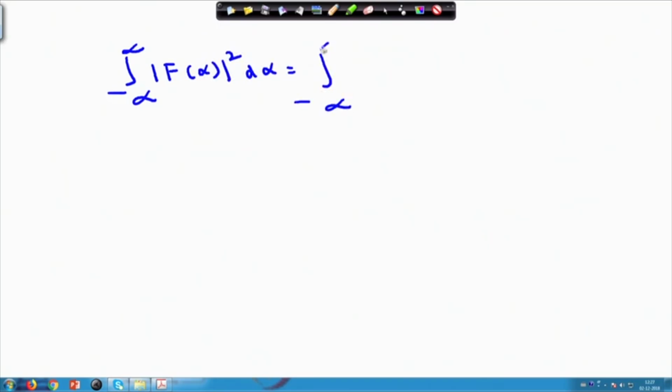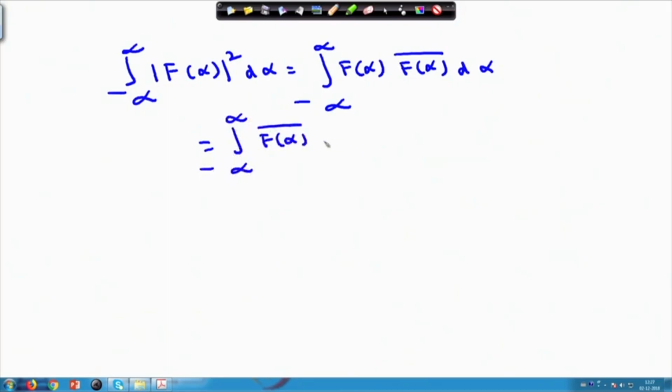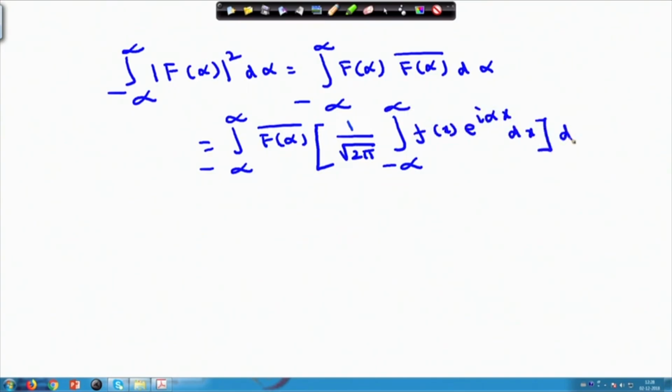So, this equals, I can write down this modulus of this, I can write |F(alpha)| squared into d alpha, and this equals the integral from minus infinity to infinity of F(alpha) mod over there, and this F(alpha) is nothing but the Fourier transform of f(x). So, from the definition I can change it as 1 by root 2 pi, integral from minus infinity to infinity f(x) into e power i alpha x dx, into d alpha will come.